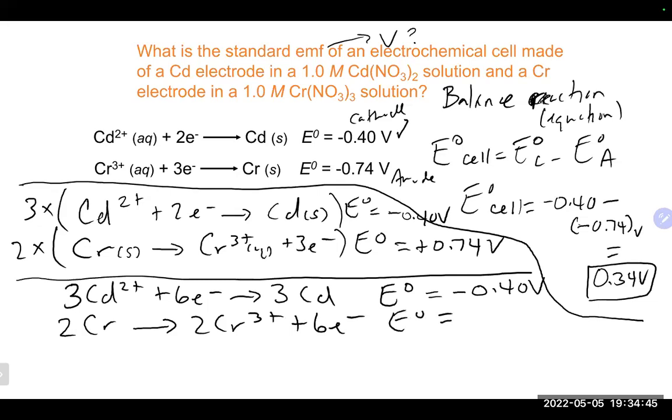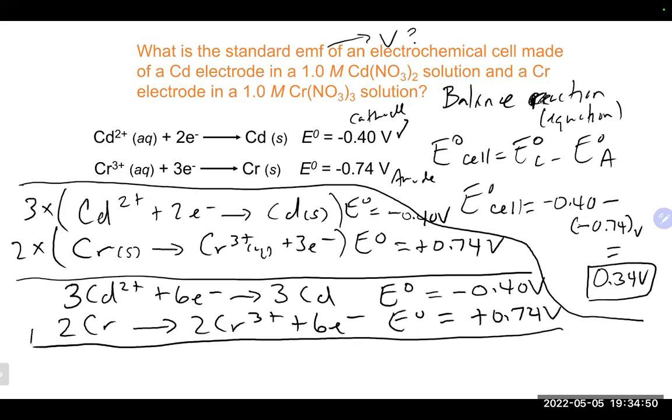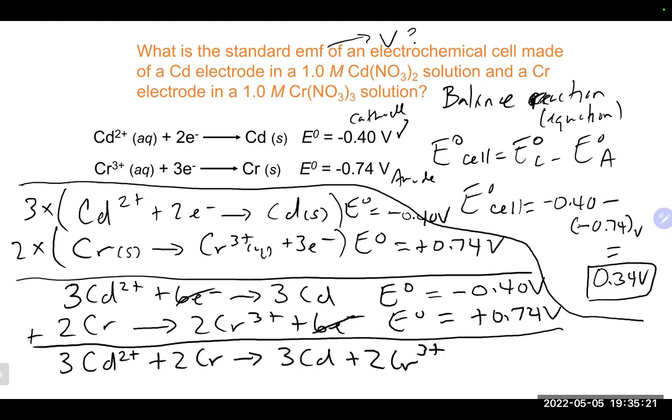Once again here, not going to affect my E value, which means if I add these together, our electrons cancel, giving us our balanced overall reaction, which is 3 cadmiums plus 2 chromiums go to 3 cadmiums with no charge plus 2 chromiums with a plus 3 charge. By the way, this should be balanced both ways, elements and charge. Overall charge on the left is plus 6, overall charge on the right is plus 6, and 2 chromiums on each, 3 cadmiums.